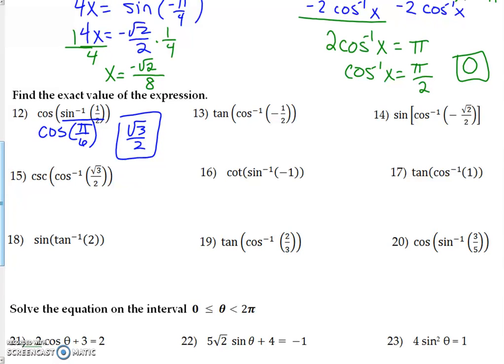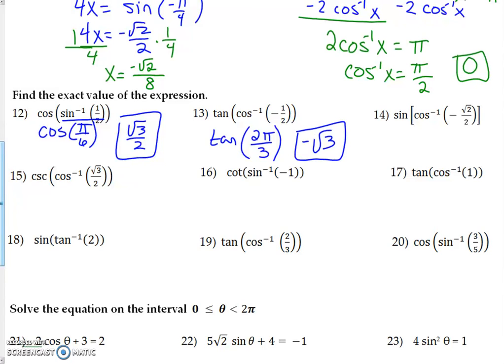All right, next one. Again, always working from the inside out. We're starting with the inverse cosine of negative 1/2 on the arc cosine chart. So that's going to give me 2 pi over 3. And then going to my trig library, what is tangent of 2 pi over 3? It's negative square root of 3.